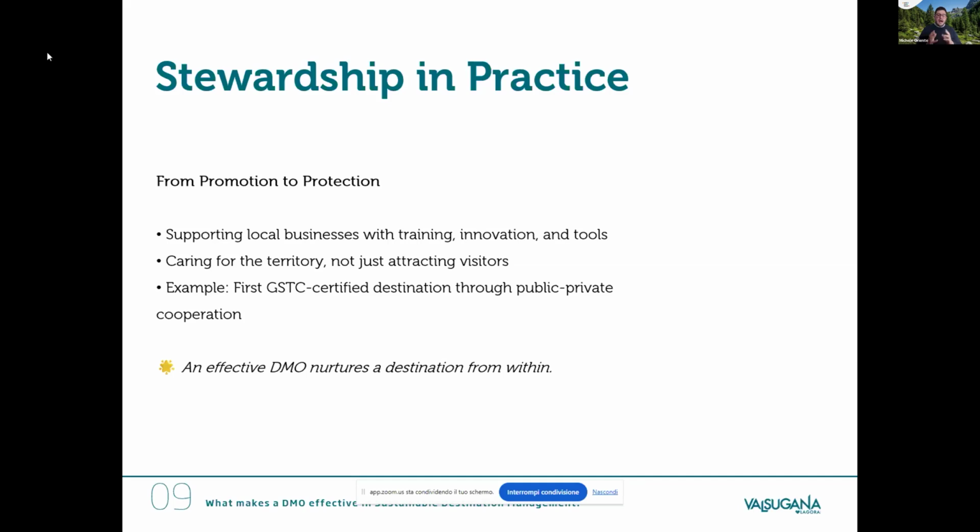Stewardship is not just about promoting the destination, but about caring for the territory. Support local operators through training, useful tools, for example a toolkit, and innovation processes. When we talk about stewardship and supporting local operators, we have to consider a concrete example. For example, GSTC certification.